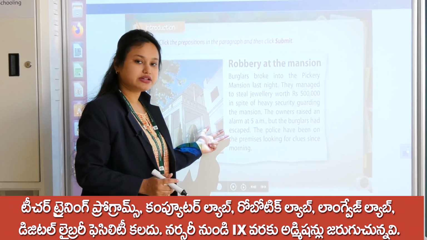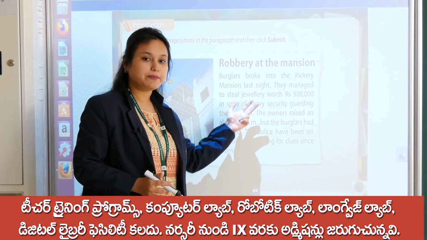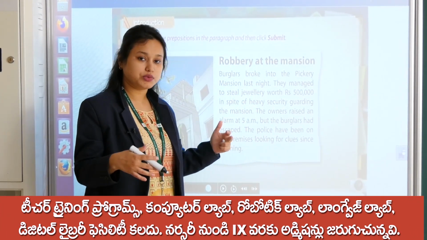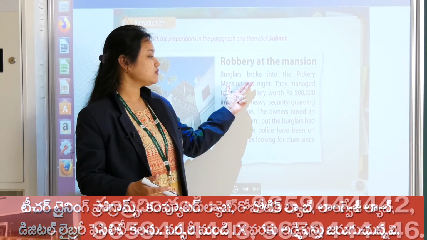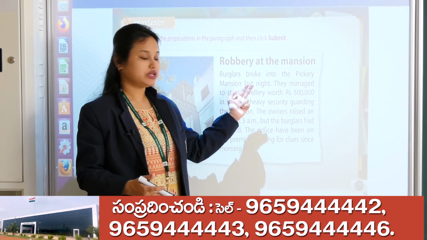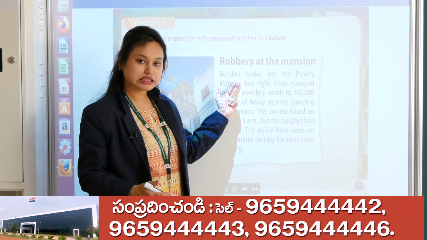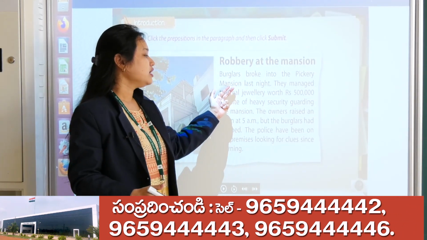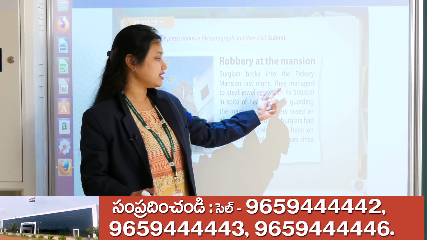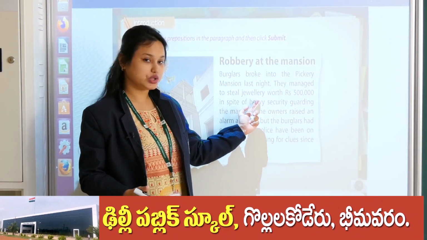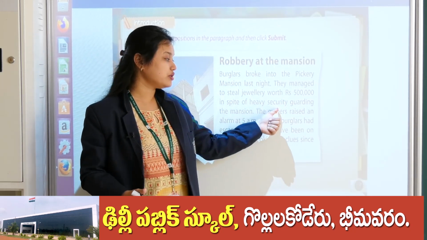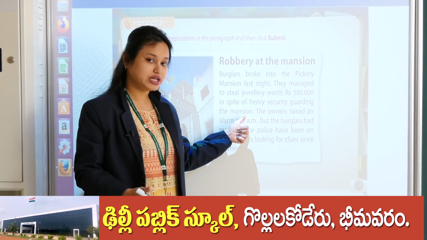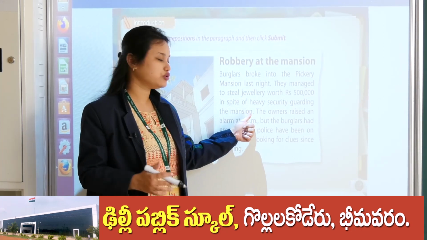So this is a paragraph on a robbery on a mansion. A mansion is a huge home, a huge house, okay? So huge property. So burglars broke into the Pickery mansion. Pickery is the name of the mansion and burglars means some kind of thieves. They broke into the mansion last night. They managed to steal jewelry worth rupees 5 lakh in spite of heavy security guarding the mansion. Okay, in spite of heavy security, they could rob.